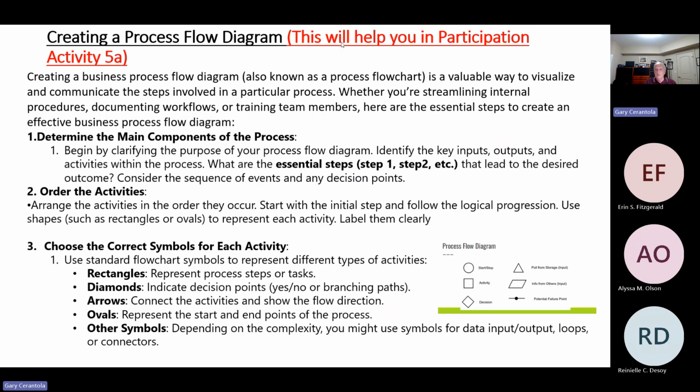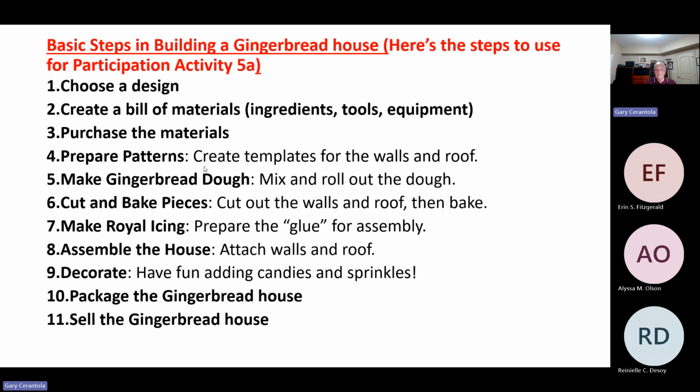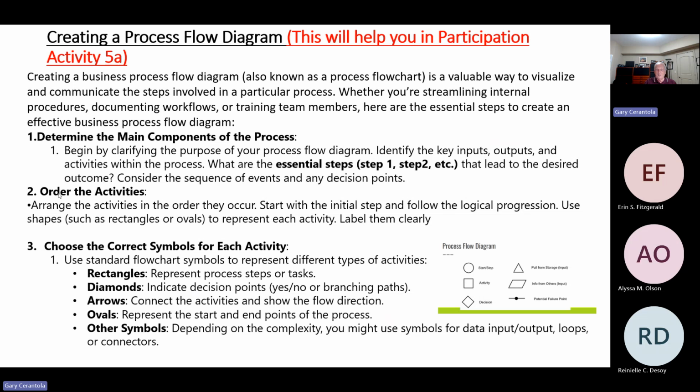So what are you going to be required to do in activity 5A? So first of all, determine the main components of the process. I helped you out on that. Here it is. All right, that's the basic steps. All right, and then order the activities. So you start with the initial step, but then put the process flow diagram together, and understand that I want you to use these icons for different parts of the process.